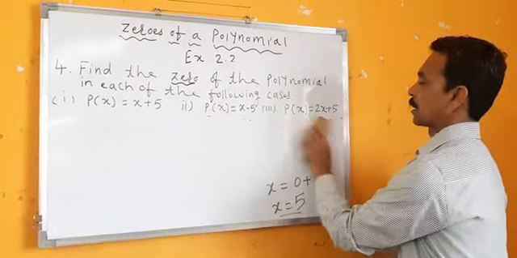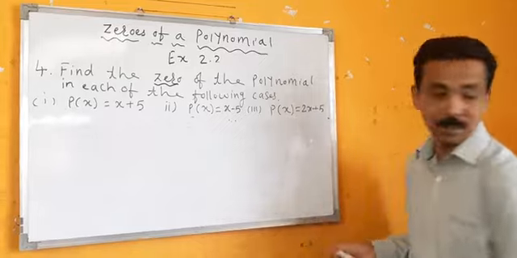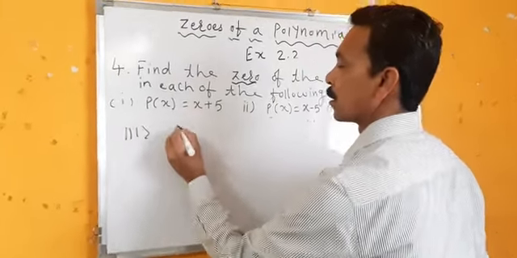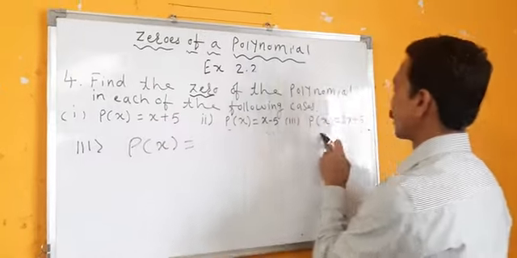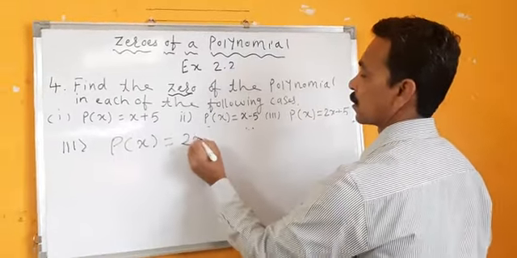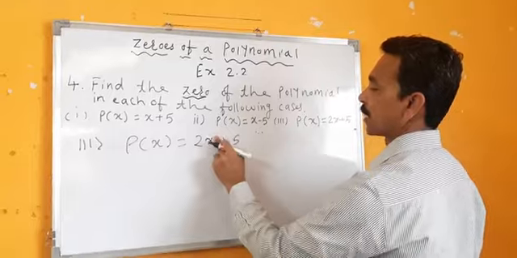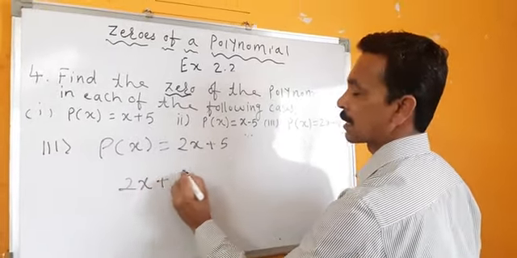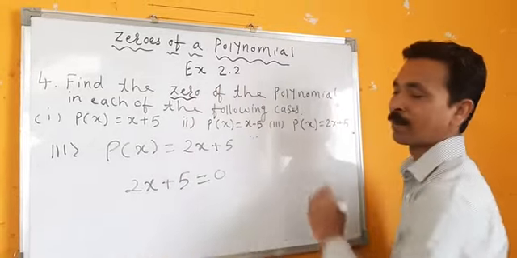Third sum I will write. What is the third sum? This is the third sum I am solving. P of x is equal to 2x plus 5. But we know we have to find a 0. So what I will do? I will write here 2x plus 5 is equal to 0.